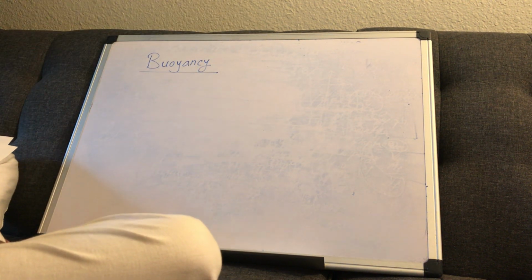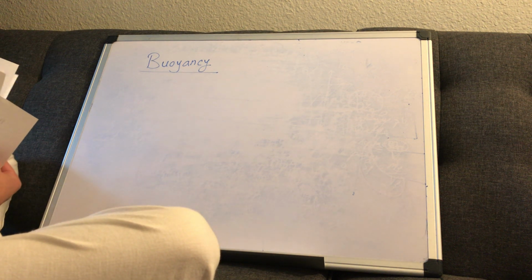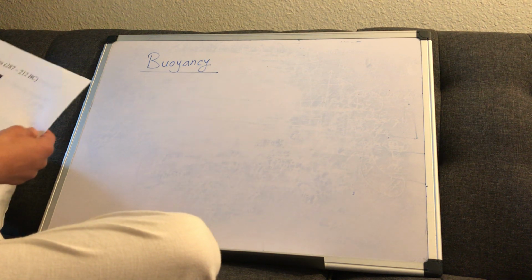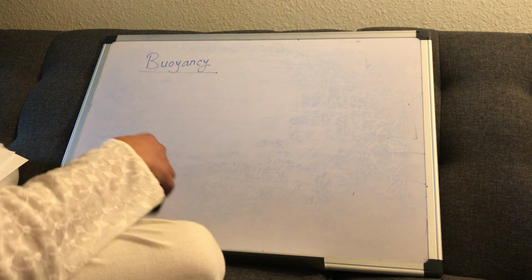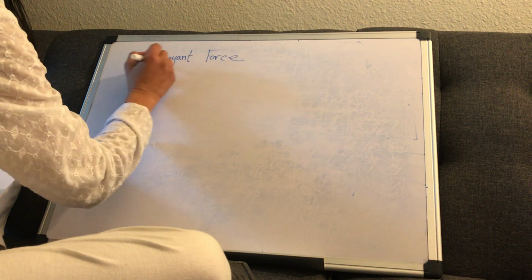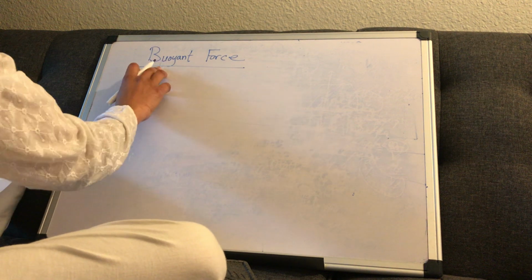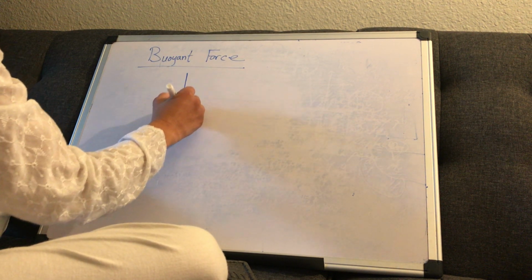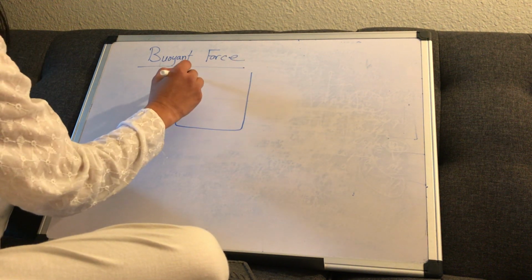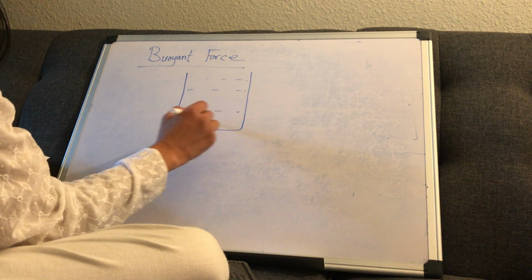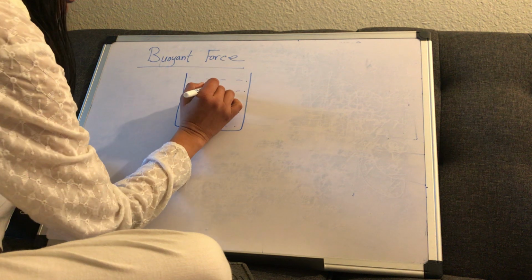Now I'm going to derive this. I hope I have it here. Okay, here it is. So let's consider the buoyant force and see what it is. We have a tank here, or cylinder, whatever, filled with the fluid. And then we decide to place a cylindrical object here.